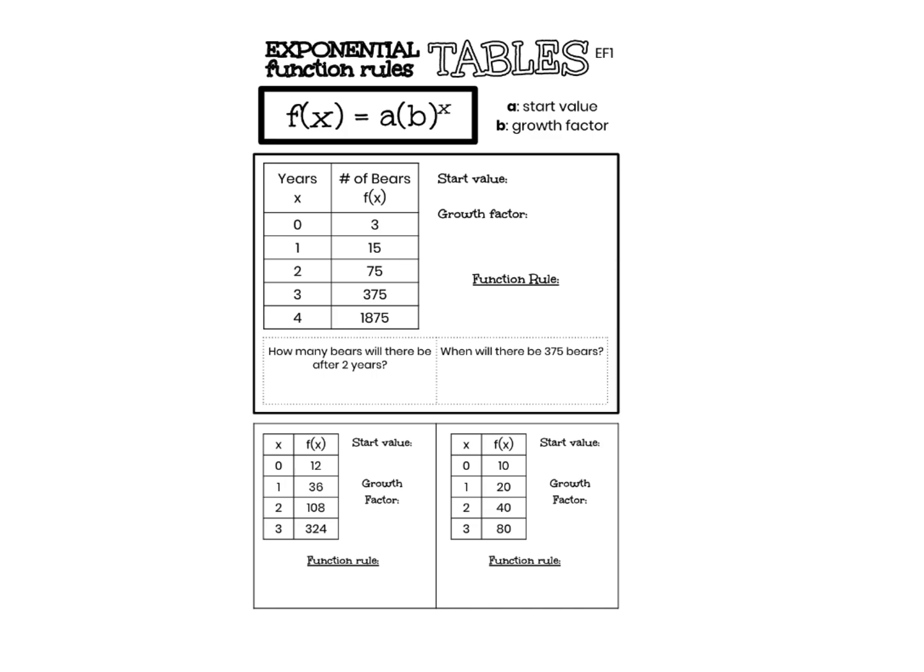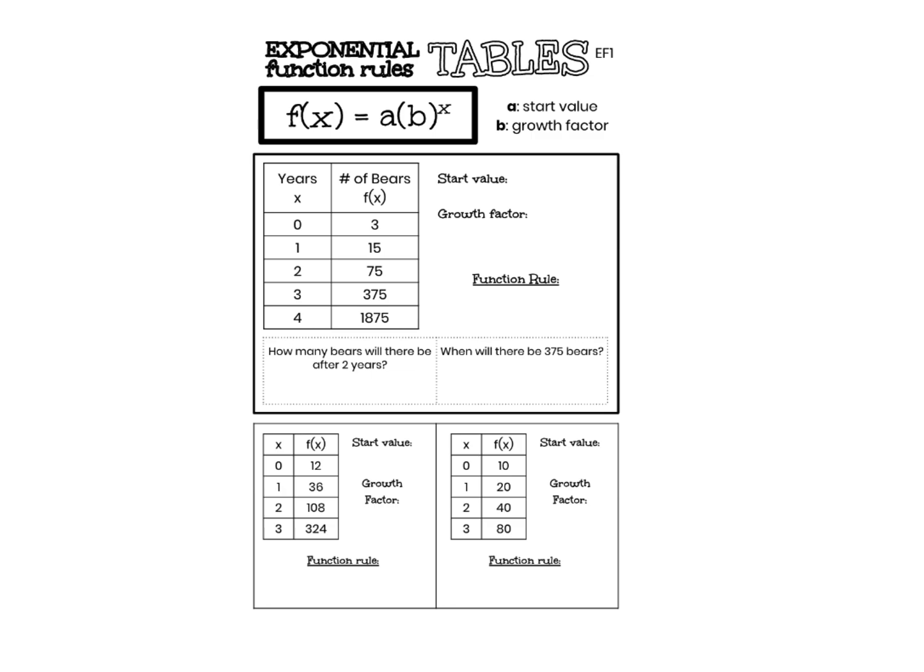Exponential function rules from tables. Now, whenever I'm writing an exponential function rule, it will be of the form f of x equals a times b to the x, where a is my start value and b is my growth factor. This means that when I'm writing a function rule from a table, I need to be able to find the start value a and the growth factor b from the table.